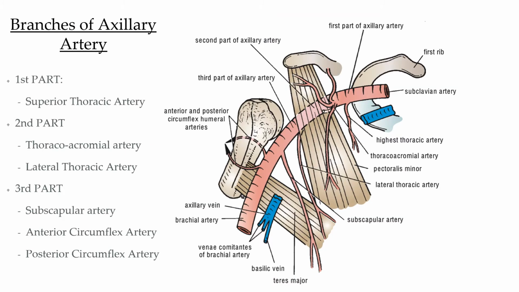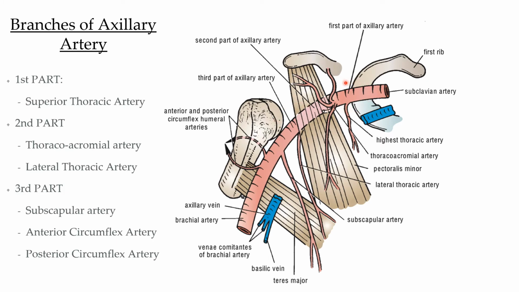Let us now start with the branches of axillary artery. The first part of the axillary artery gives one branch, which is superior thoracic artery. Second part of the artery gives two branches, which are thoracoacromial artery and lateral thoracic artery. The third part of the artery gives three branches, which are subscapular artery, anterior circumflex artery, and posterior circumflex artery. Now let us see these branches in the illustration on the screen.